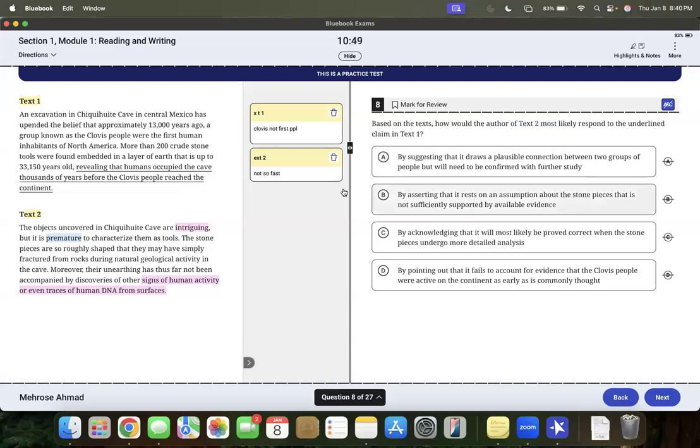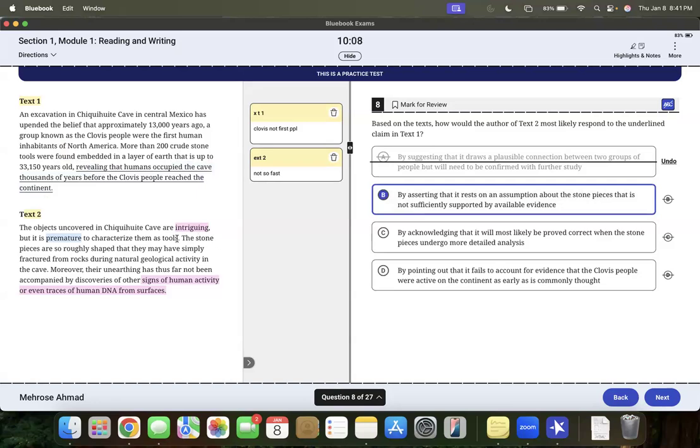Based on what we know, let's go through the choices. A: suggesting it draws a plausible connection between two groups of people will need to be confirmed. This is definitely wrong. We're not drawing connections between two groups of people in text two at all. The text two author doesn't care about the Clovis people versus the earliest people on Earth. Text two is just saying, I'm not even sure I believe this right now, let's hold off. So they're not drawing any connection. B: the author of text two will say that this rests on an assumption about the stone pieces that's not sufficiently supported by evidence. So far, this makes sense, right?